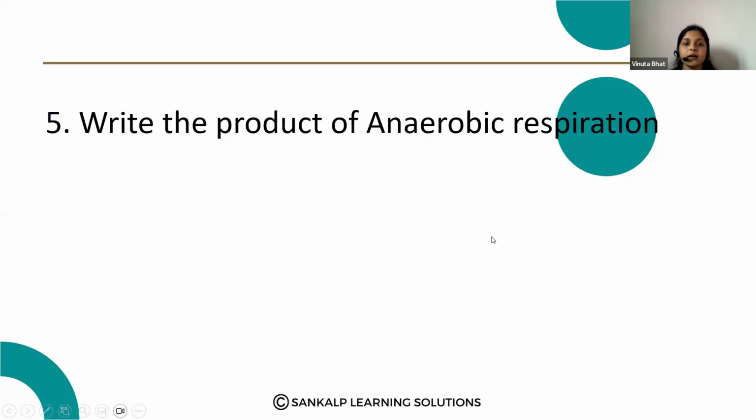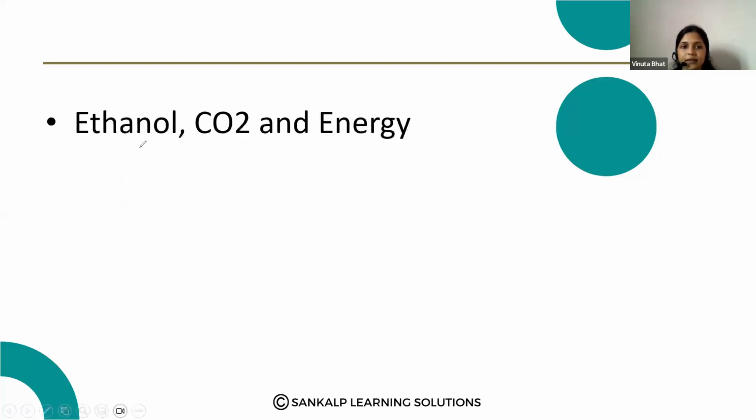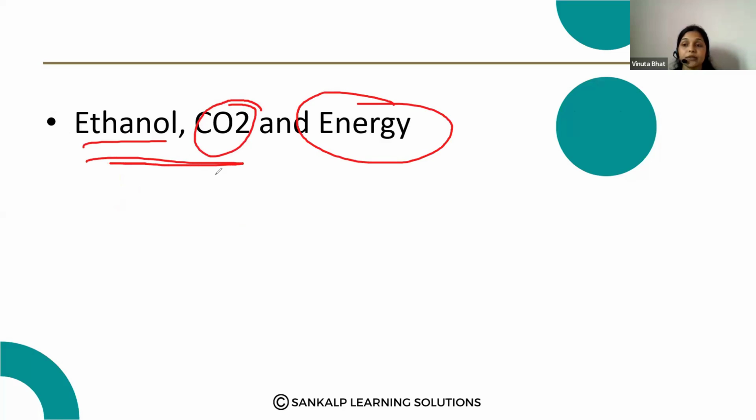Next question. Write the products of anaerobic respiration that takes place in yeast. So in anaerobic respiration in yeast, ethanol is produced, carbon dioxide and energy are produced. So it produces ethanol, that is alcohol, carbon dioxide and energy.